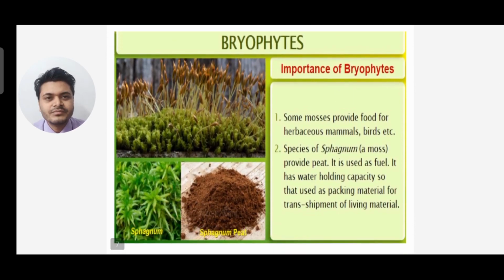Now what is the importance of bryophytes? You can see Sphagnum given. So some mosses provide food for herbaceous plants and birds. Next, species of Sphagnum, that is moss, provide peat. So it is used as fuel. You can see Sphagnum peat. It has water holding capacity, so it is used as packaging material for transshipment of living material.